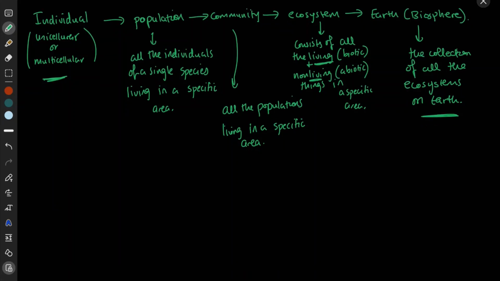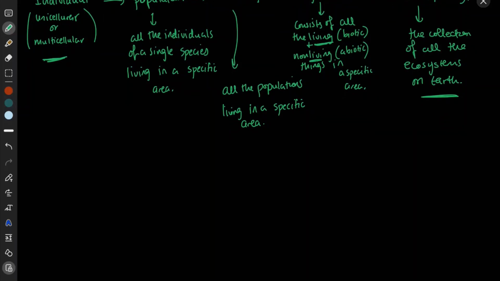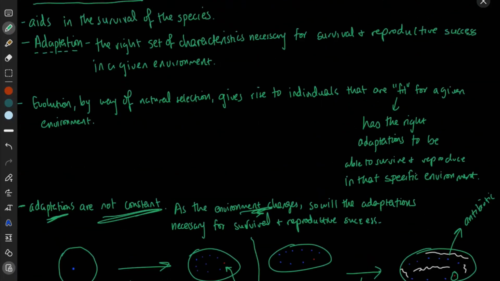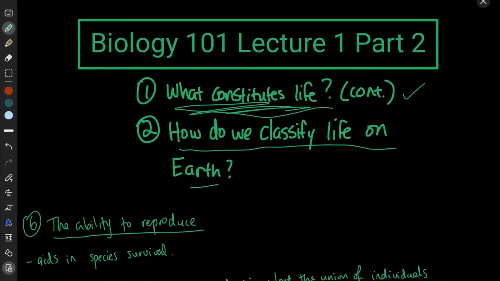Alright, so I think that's it for this video. I think this is a pretty long video. But yeah, that's pretty much it. So let's see if we answered part 2. So how do we classify life on Earth? Well, we discussed one way of being unicellular versus multicellular. We also discussed prokaryote versus eukaryote. And then we discussed how we classify the individual, population, ecosystem, and community, and all of that as well. So we can check that off as well.